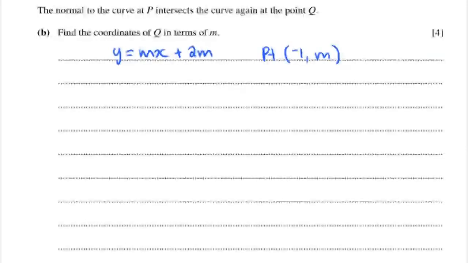Okay, so given that, we can find the equation of the normal. So the perpendicular gradient, perpendicular m, is equal to the negative inverse of the gradient, and the gradient is just m.